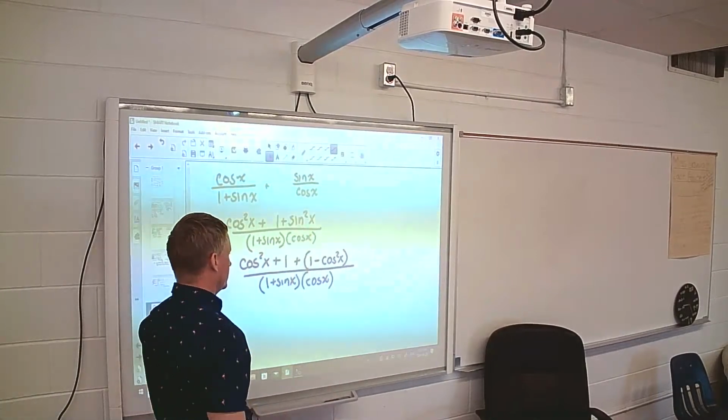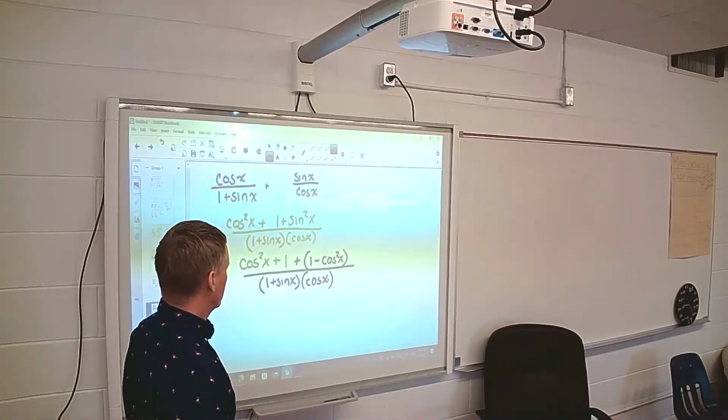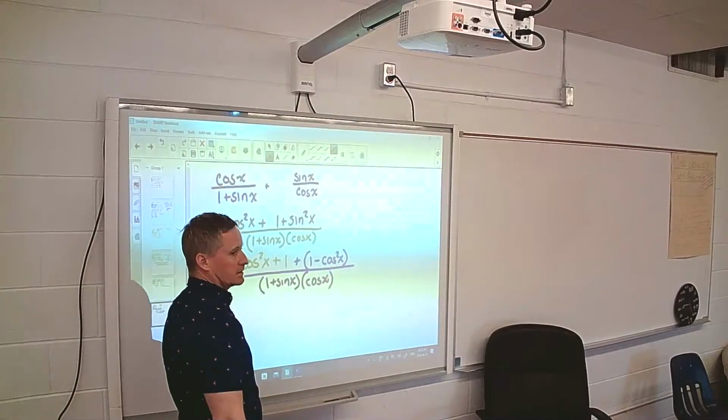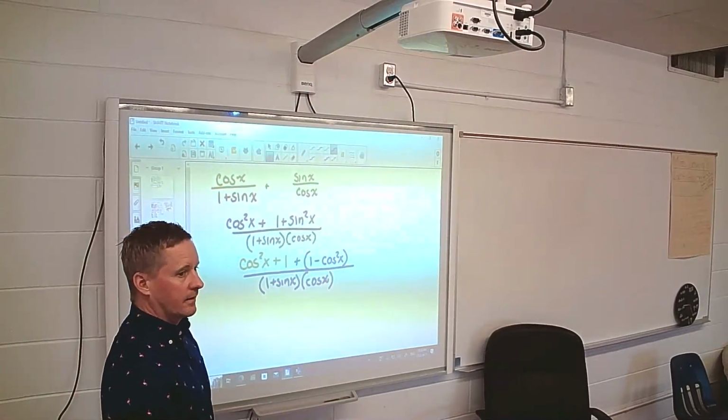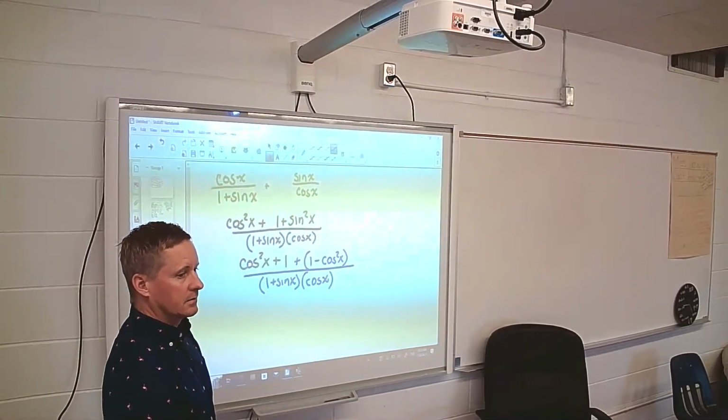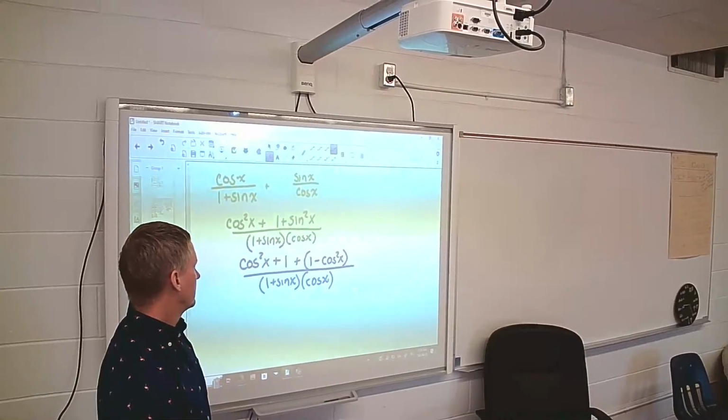Here? Yeah. Change to what? Negative cos squared x. 1 minus cos squared x. Has to be 1 minus cos squared x. Is it just 2 on the top? Yeah.